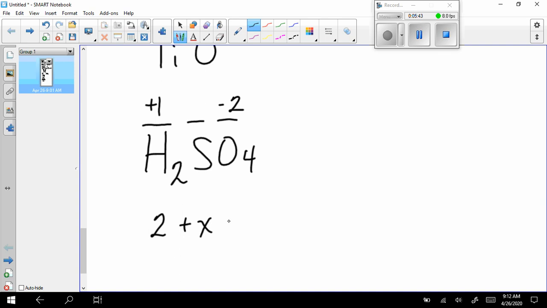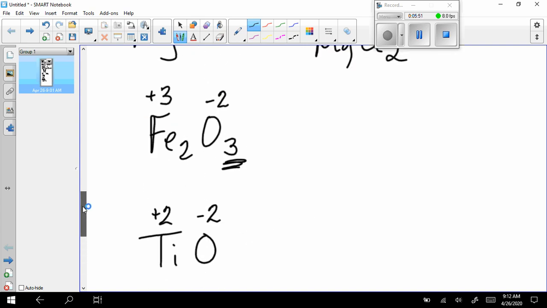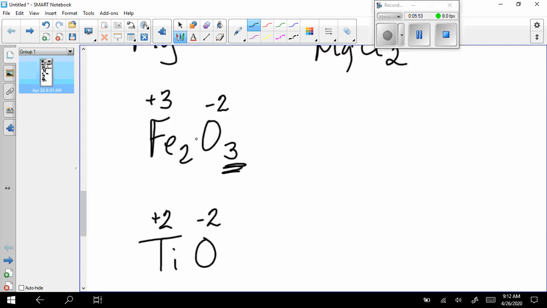So 4 times -2 is -8. This should all add up to 0, because you'll notice if I go back here, all of these add up to 0. 2 positive 3's is a +6, and 3 -2's is a -6. So that comes out to 0. A +2 and a -2 comes out to 0.